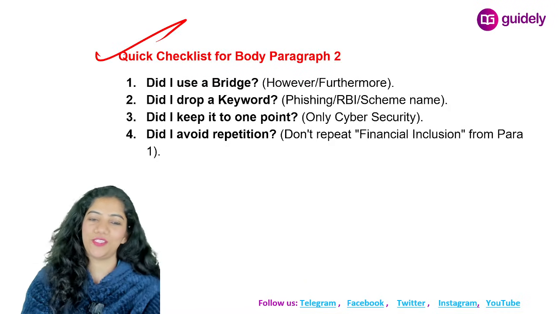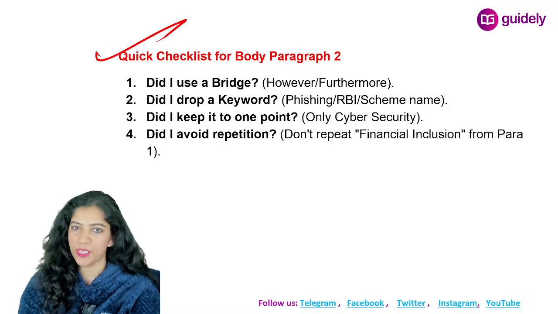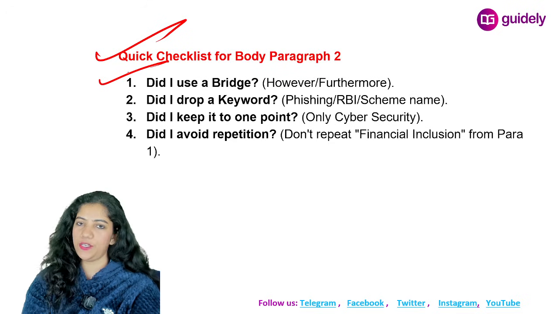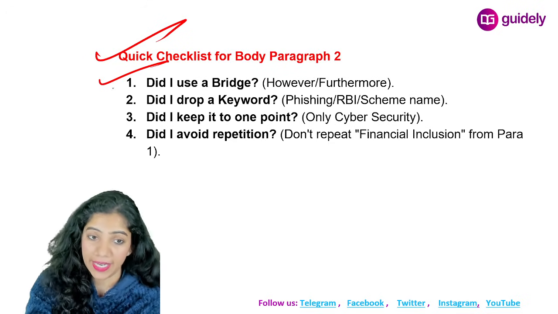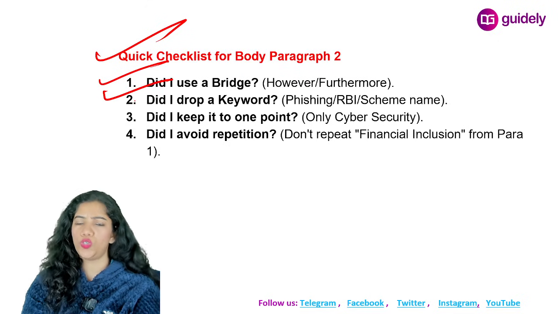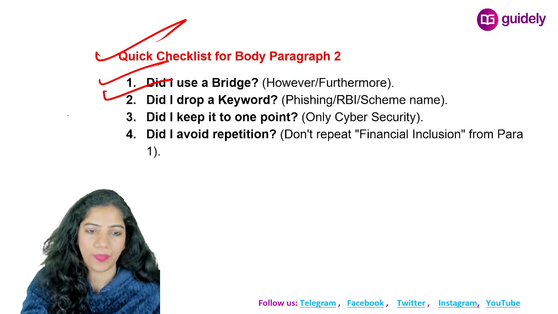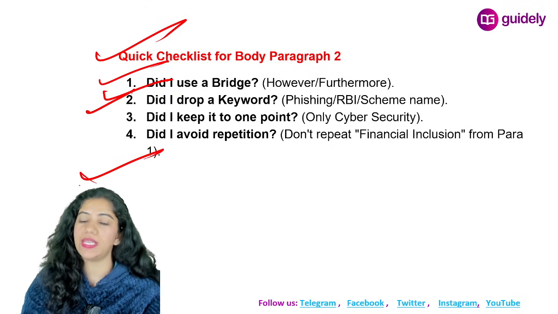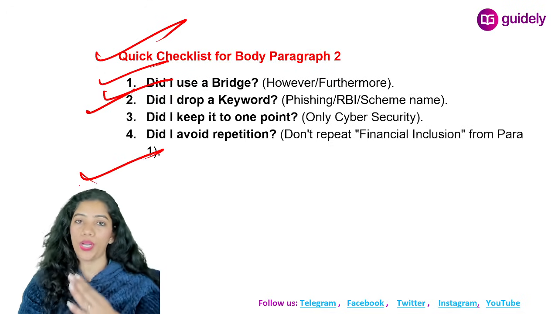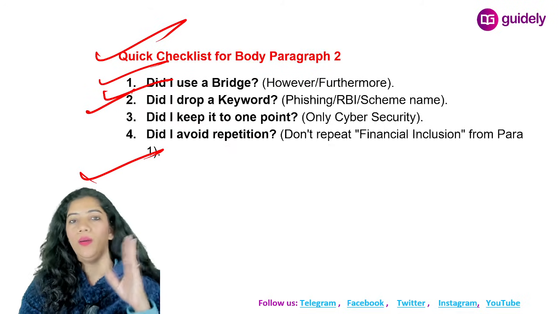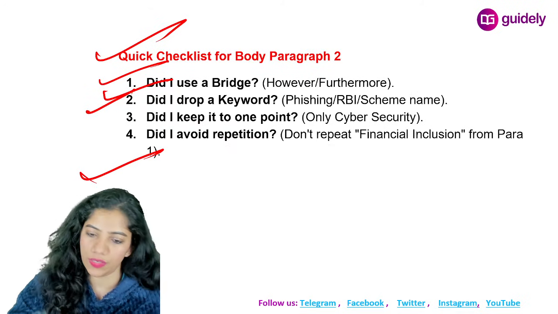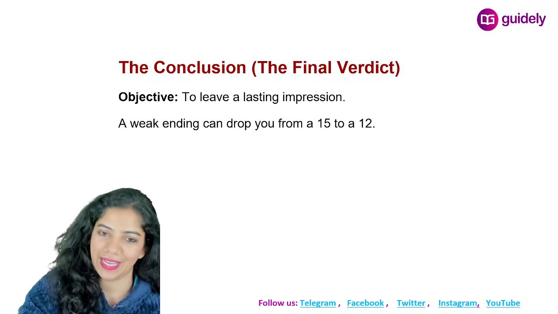So, quick checklist for body paragraph number two. Did I use a bridge? Yes. Did I drop a keyword? Yes, I did. Did I keep it to one point? Absolutely. Did I avoid repetition? Yes, I did. Not making another point for the same thing with different words. That is the most important thing here.